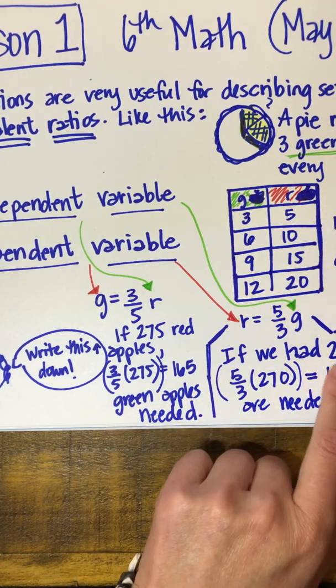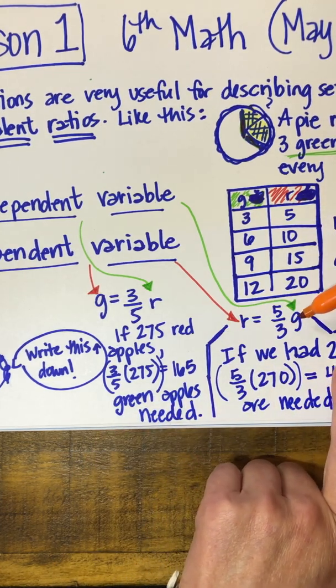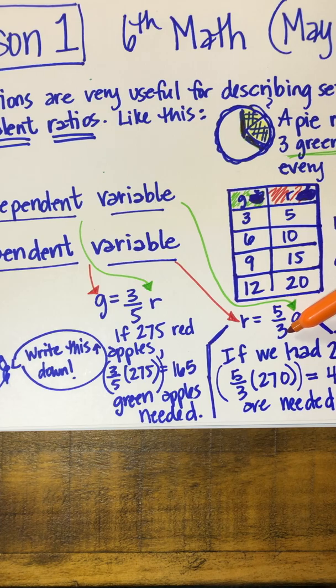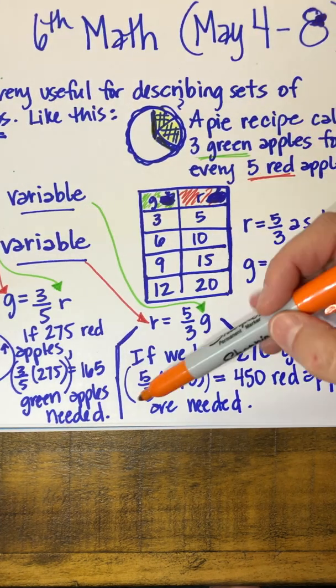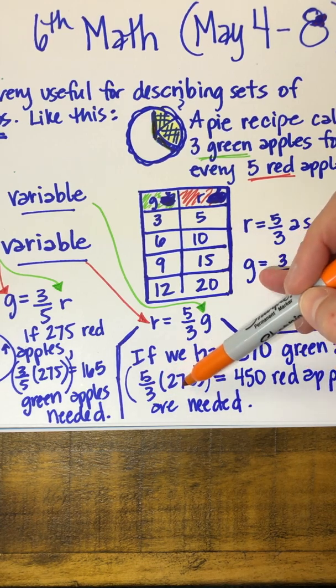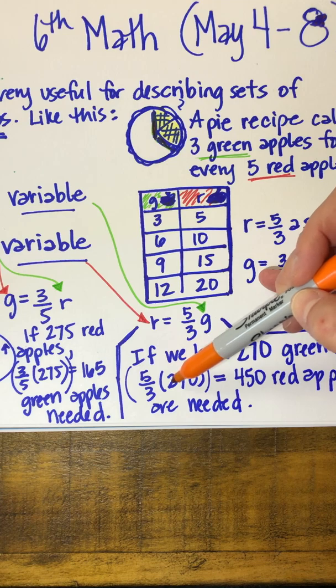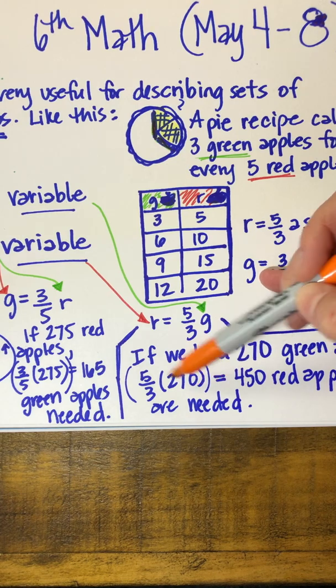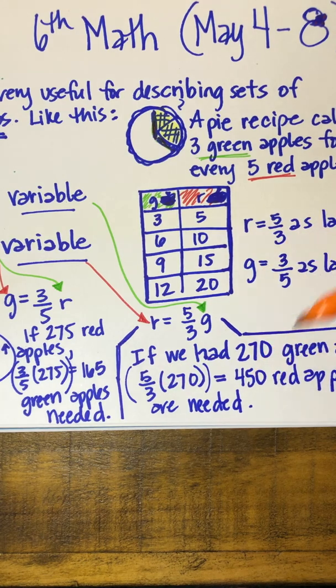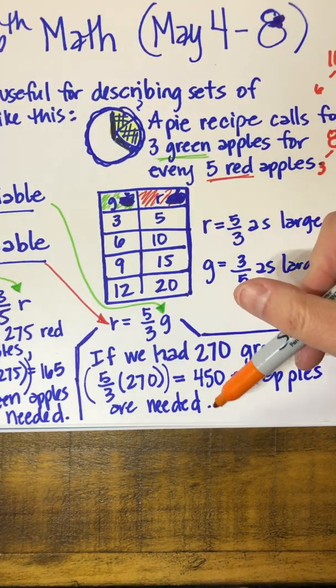So here's an example. If we had 270 green apples, then obviously our number of red apples is going to be affected by that. So we're going to take 5/3 times 270. The way I did this mentally is I just thought of 1/3 of 270, and I thought, well, 1/3 of 27 is 9, so 1/3 of 270 would be 90, and then I need 5/3, so 5 90s would be 450 red apples would be needed.